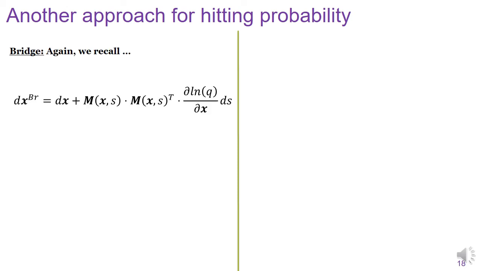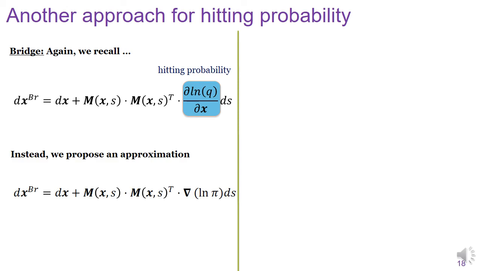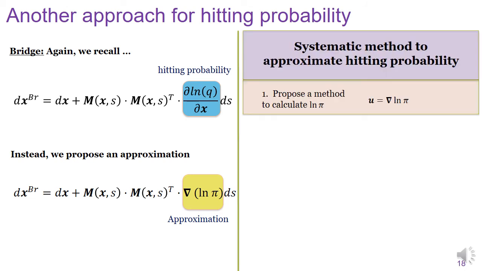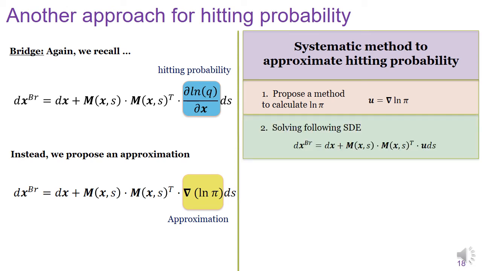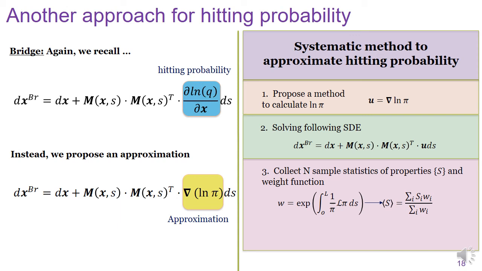To do that, we recall the original biasing process in terms of the Brownian bridge. Essentially, we have to solve the hitting probability. Our approach, instead of solving it, is to approximate this hitting probability term. The process is as follows. Instead of solving the hitting probability, we propose a biasing term. Secondly, we treat this biasing term as a bridge process to perform the stochastic differential equations. Eventually, we collect the statistics. Finally, the property has to be unweighted by the W.